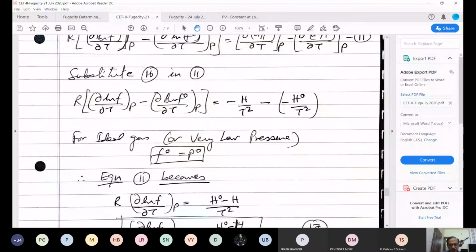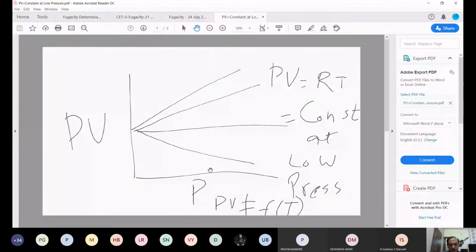Why is this term 0? Because at low pressure, F0 is equal to P0. So it is ∂ln P0/∂T. And we can show that if you plot PV versus pressure, you get straight lines which all merge or converge to a point here which is constant. So that means at low pressure value, PV is equal to constant. That means it is not a function of temperature.